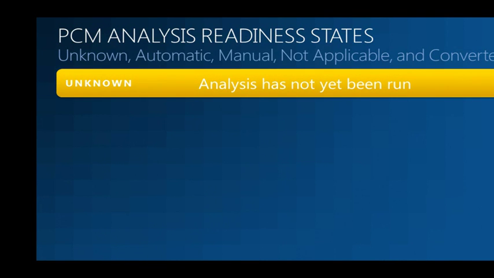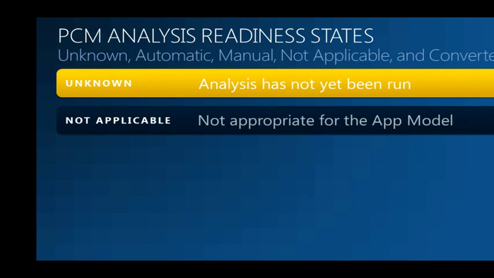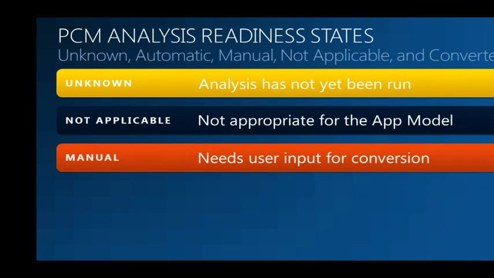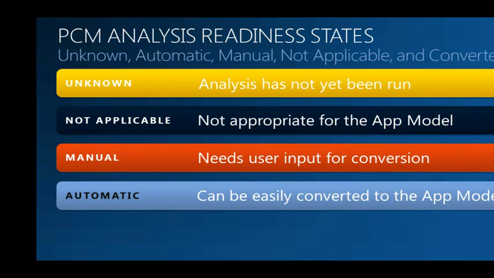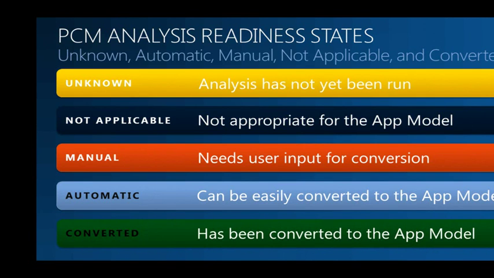The first one is unknown, which is basically the analysis hasn't been run yet, so everything will be unknown initially. Then we have not applicable, so these are the ones without any content, so they're not appropriate for the app model. And then we have manual, which is sort of you have to do something, so that's really the fix and convert. You have to tell us something about it. We can't automatically do it. And then automatic is it's easily converted. We know everything we need to know to convert it. We can find out ourselves, and so we can automatically convert that. And then after it's done, obviously you have converted status.